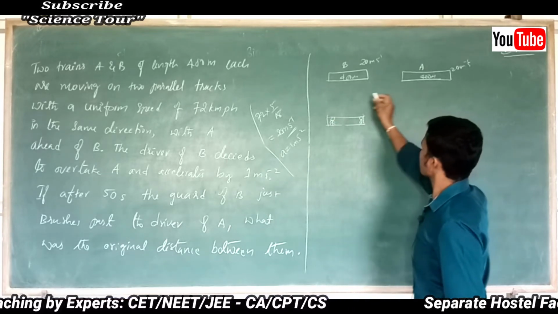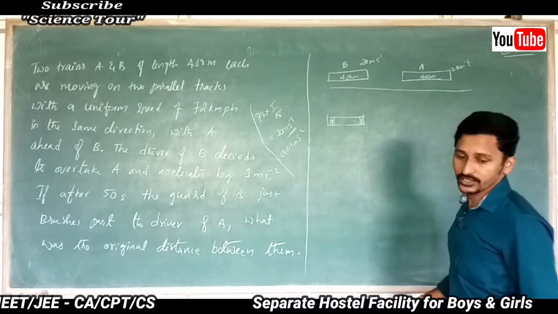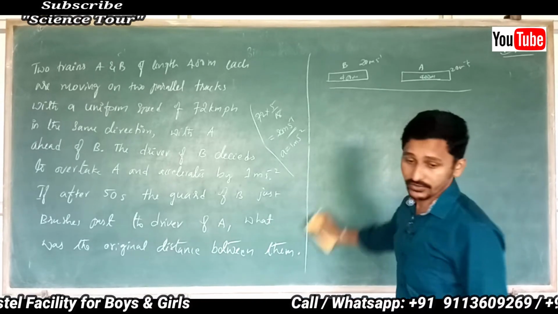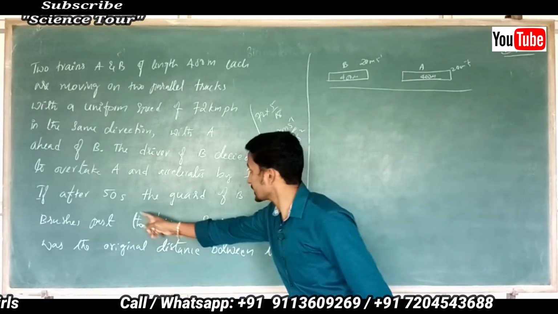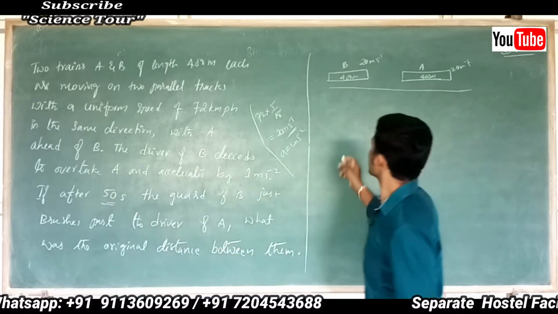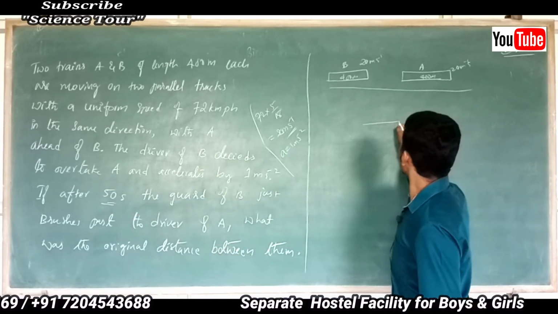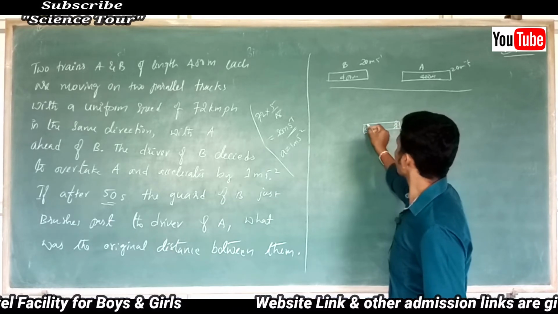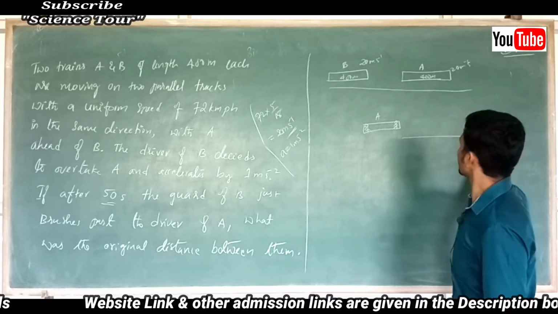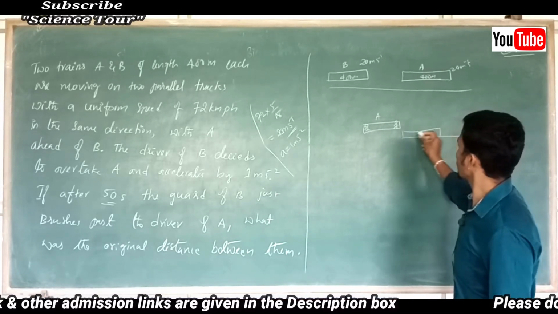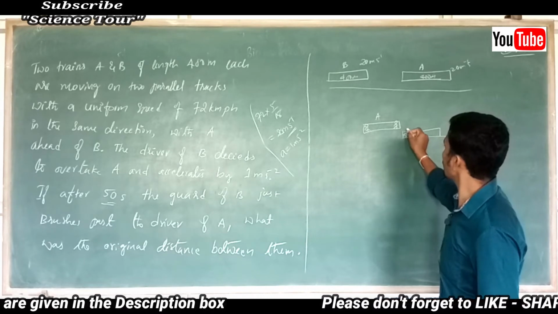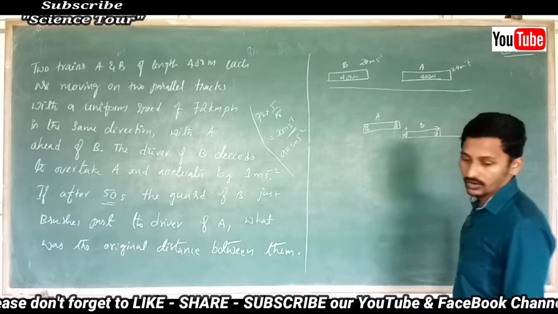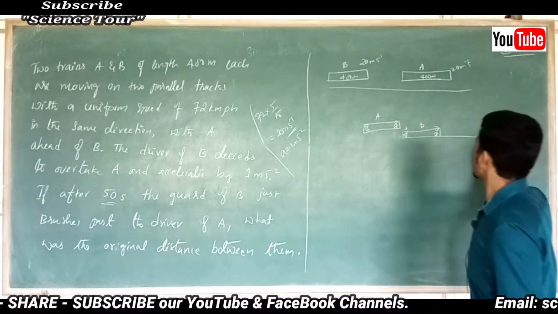Now this was the first scenario. The next scenario: B is going to overtake in such a way that after 50 seconds, this will be the case. A will be somewhere, the driver will be here, the guard of A will be here, and he is just going to brush past. Just the guard is going to see the driver of A. Then what was the original distance?